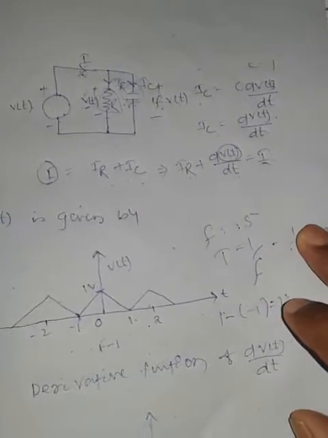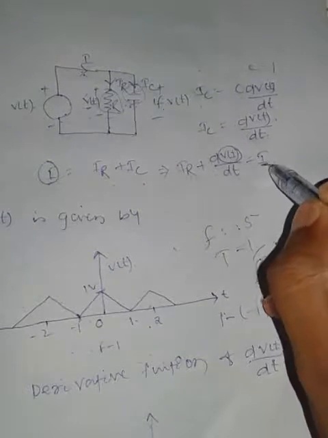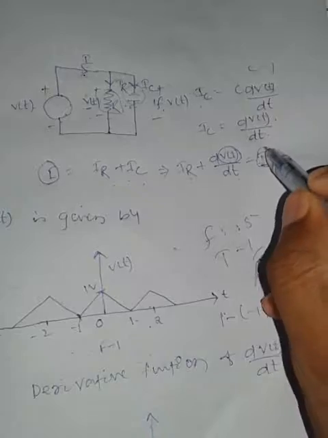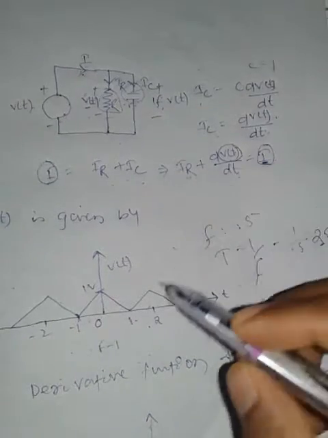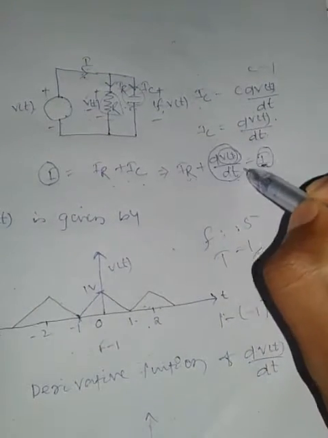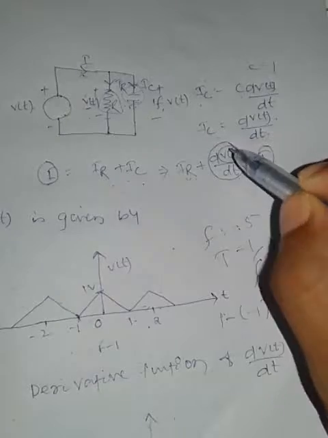And in this case, the total current is the addition of IR plus C dV by dt. But this is the waveform for dV of t by dt, when we differentiate the given V of t.